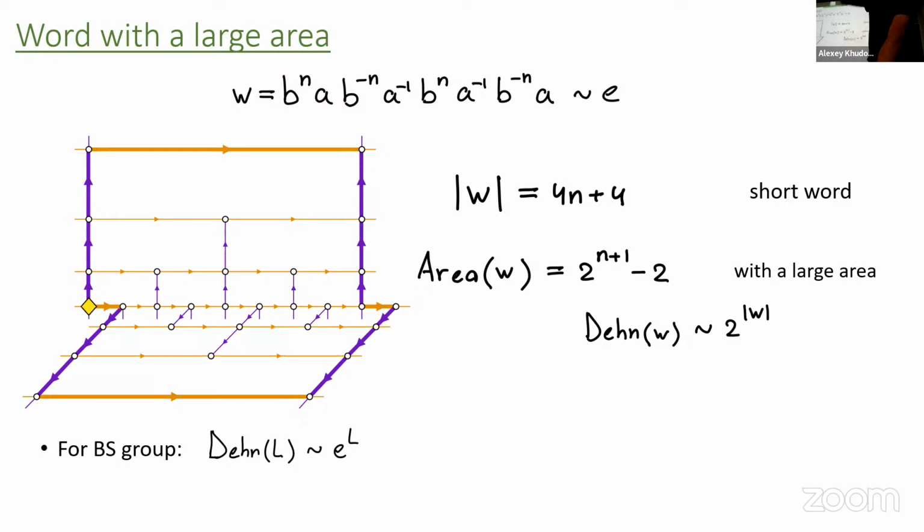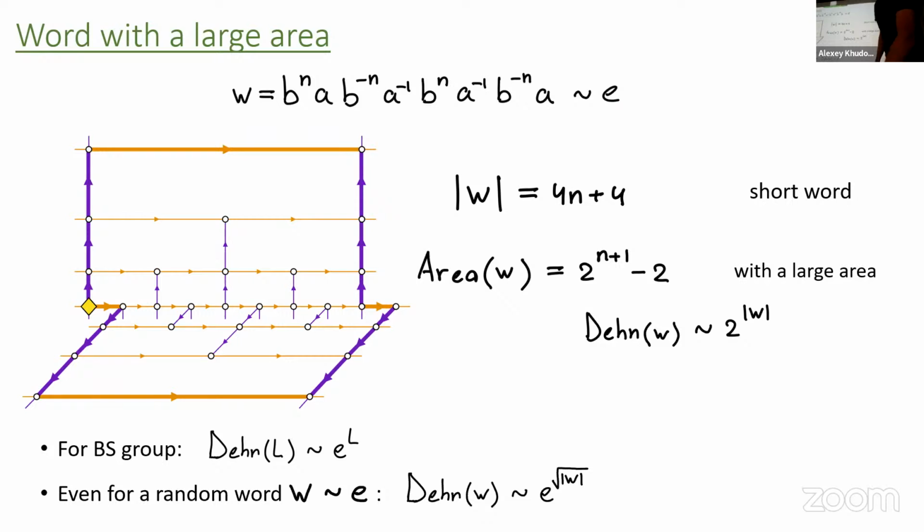And also coming back to your question, even if we choose a random product state in this group, you can show that the Dehn function for random words will scale exponentially, but with a square root of the length of the word. So it's not e to the L, but essentially e to the square root of L. So in some sense, it also means that even random words in this group will thermalize for a long time.